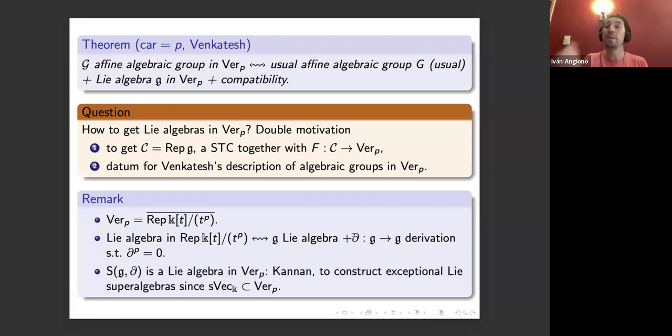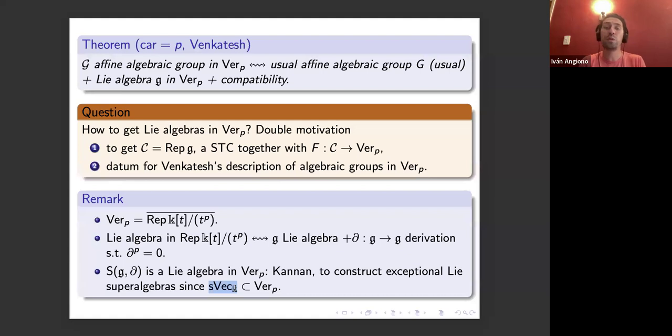And when we semi-simplify this object, I say that the semi-simplification functor is not a tensor functor, but it is monoidal. So if you take a Lie algebra up, it moves to a Lie algebra down. And this was explored by Arun Kannan to construct some exceptional Lie superalgebras in positive characteristic, in which way he takes a Lie algebra with a derivation to the p equals 0 and moves down in such a way that the image is inside the supervector spaces.